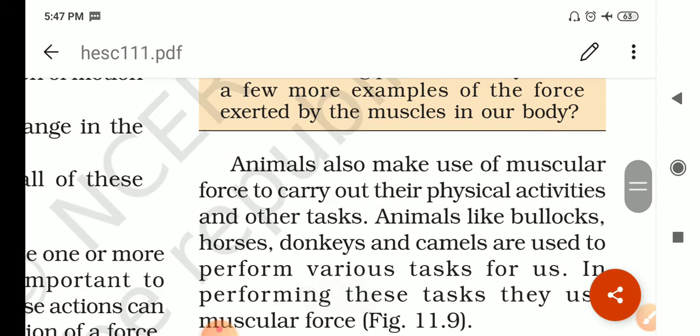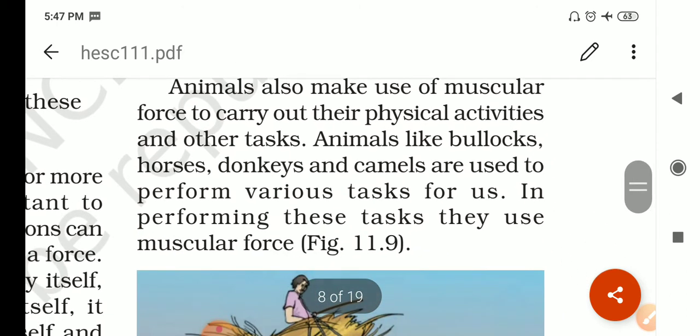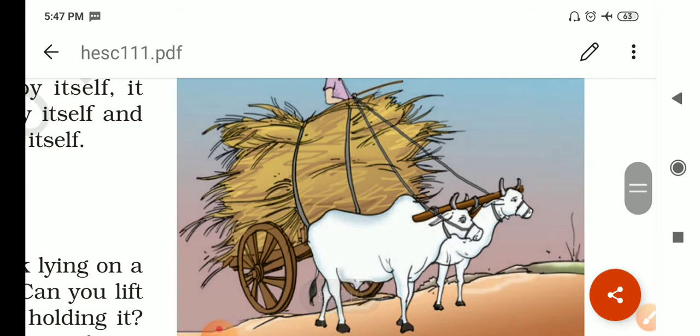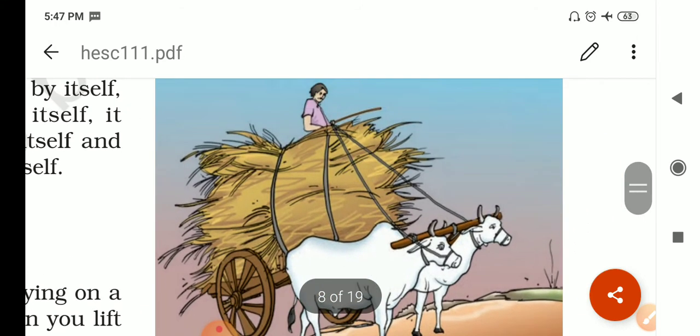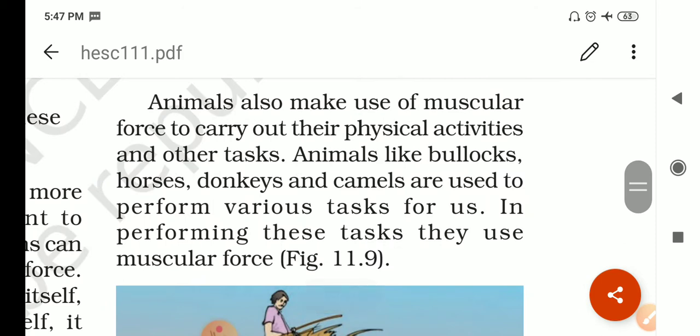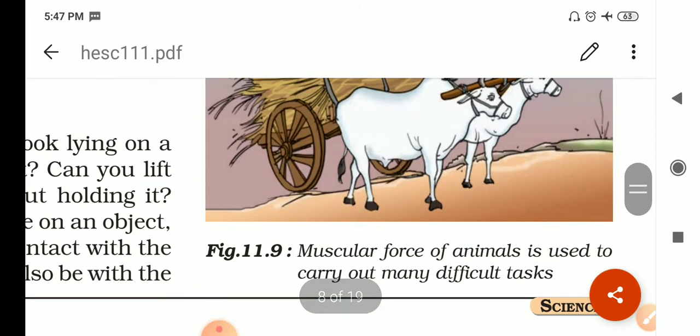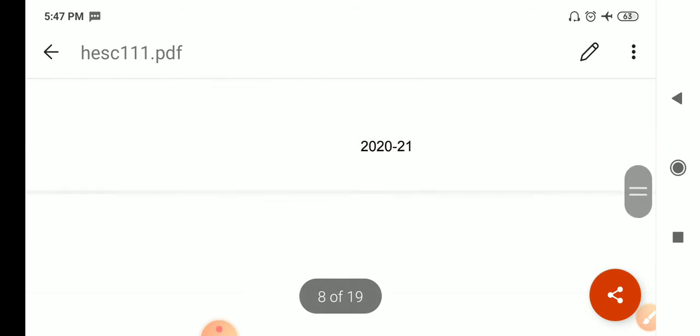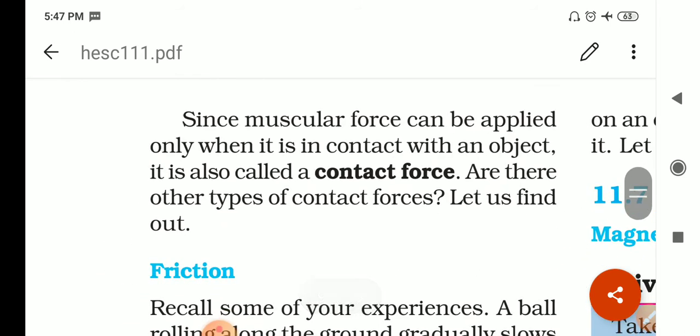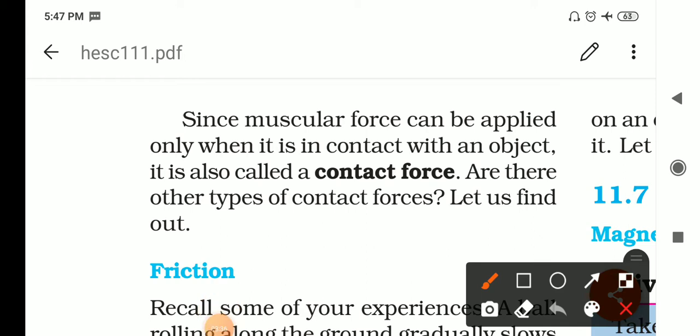Animals also use their muscular force to move around, to carry people, and to pull loads, as with a bullock cart. Horses, camels, and donkeys are used for these purposes. They also use their muscular force to perform all these tasks, right? Since muscular force can be applied only when there is contact between objects, only when an object is in contact can the contact force be applied, right?